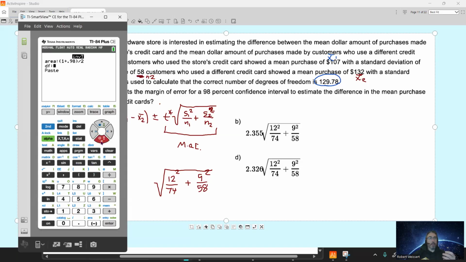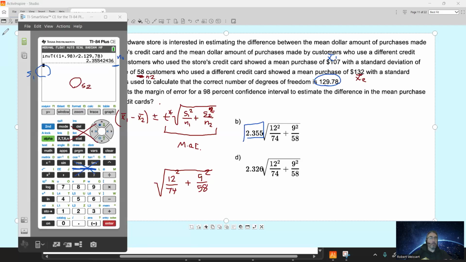And then the degrees of freedom, we're provided that, so we're going to key that in exactly as we see it. So 129.78. And that'll give you the critical value that we're looking for here. So it's 2.355424. And so you can see your answer is going to be this one right here, 2.355.